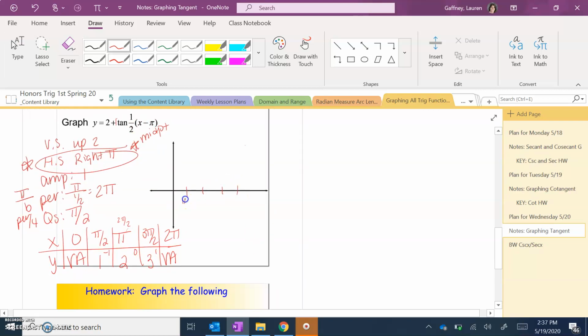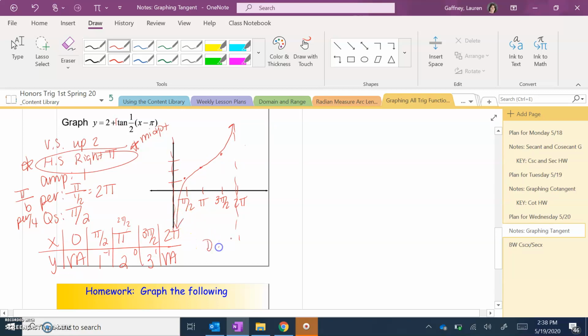So let's label this guy. So put in your VAs. Pi. So we're at 1, 2, 3. Now remember, you want to keep this smooth and hug those asymptotes on the sides there.